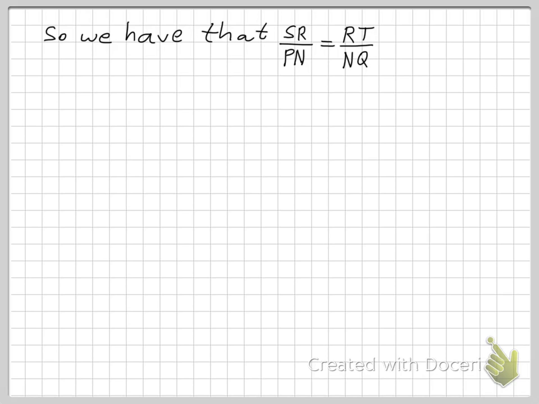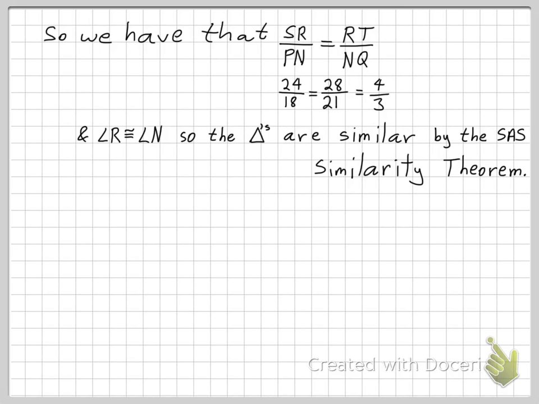So let's look into that. Is 24 divided by 18 equal to 28 divided by 21? And the answer is yes. They are both 4/3. And angle R is congruent to angle N, right? They were both 90 degrees. And so we have that the triangles are similar by the SAS similarity theorem.